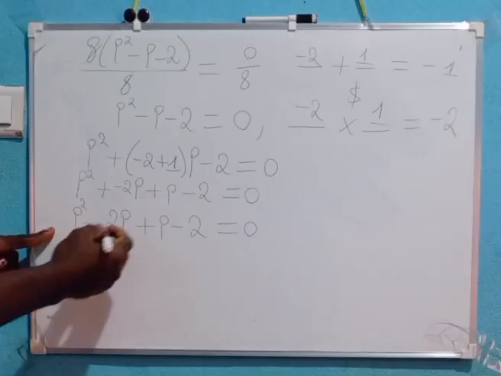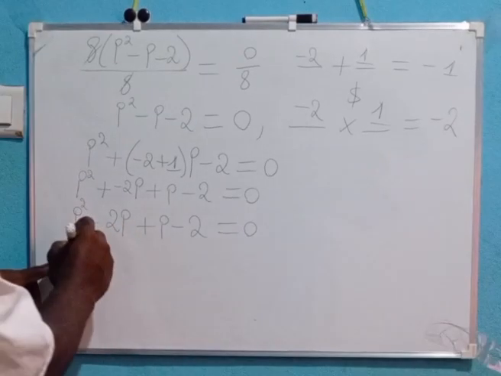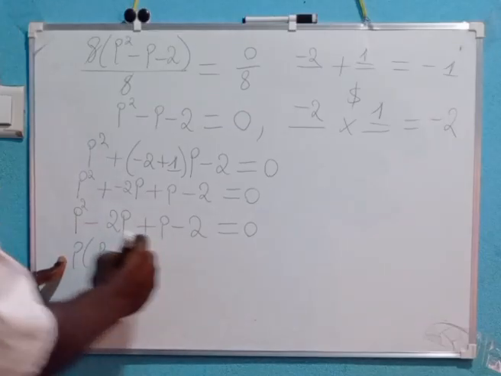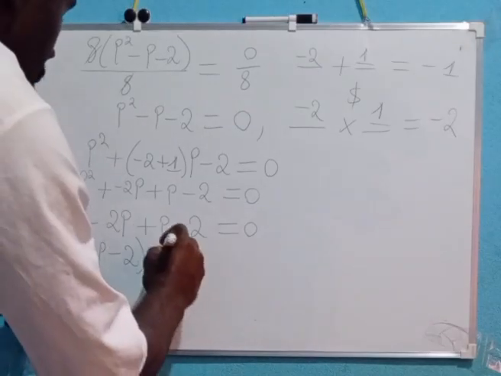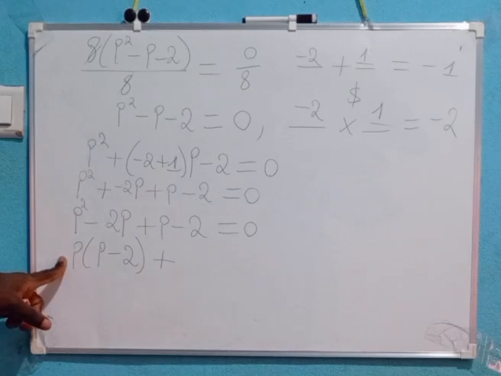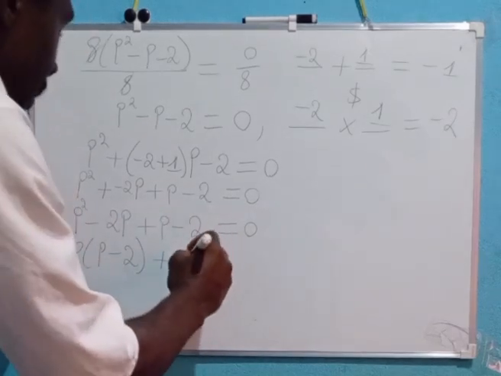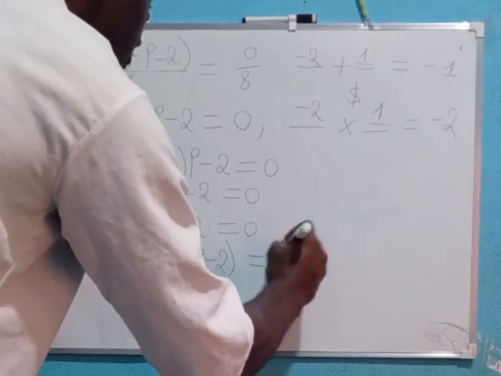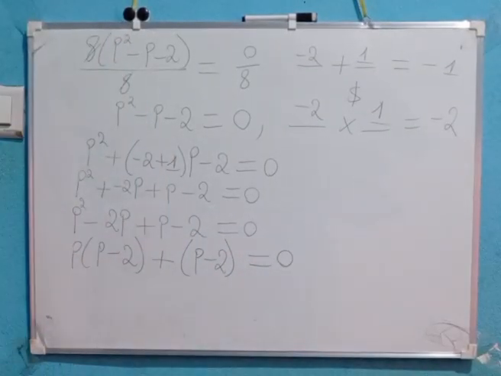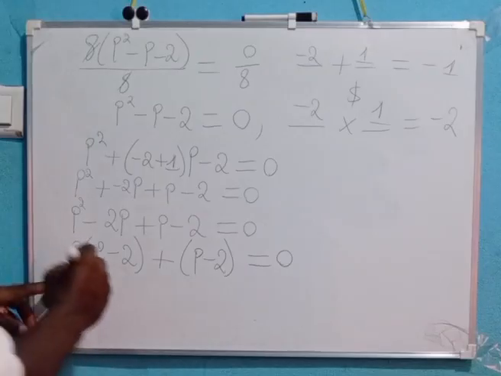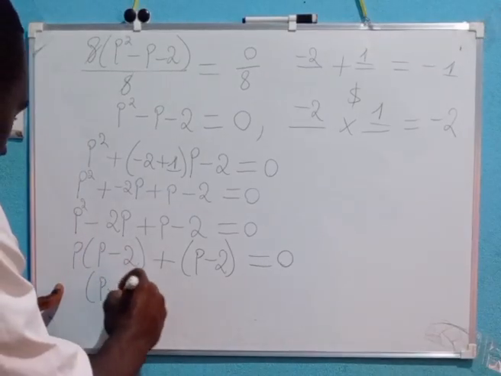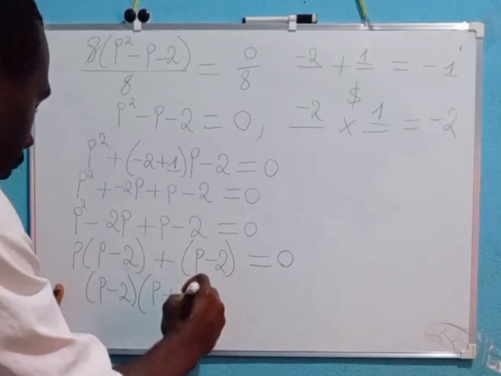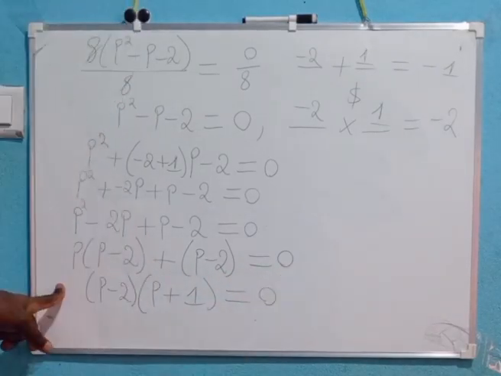We are going to take the first pair, we factor out p. P times p gives us p squared. P times negative 2 gives us negative 2p plus the next pair we are going to factor out 1. 1 times p gives p. 1 times negative 2 gives negative 2 is equal to 0. We have two terms, and in the two terms we have p minus 2 is common. We are going to factor out p minus 2 times p plus 1 is equal to 0.